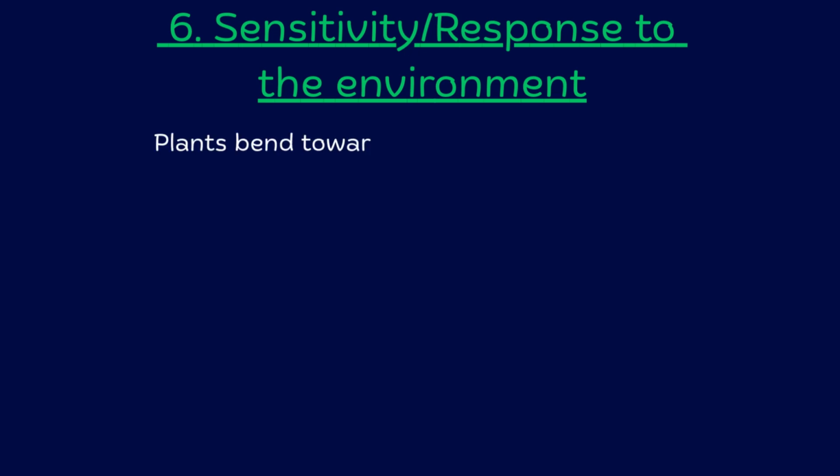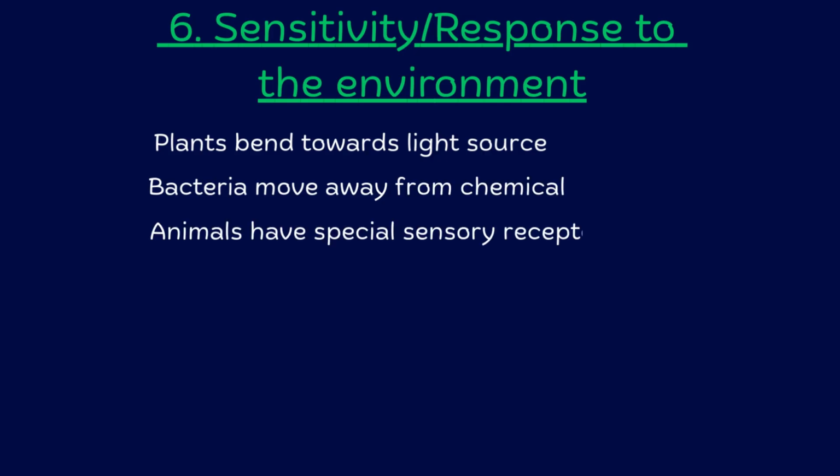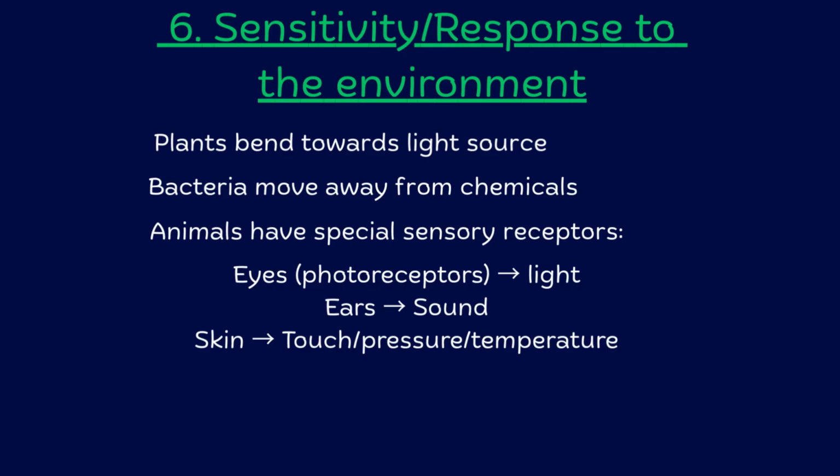Plants, for example, bend toward light to get energy. Bacteria can move away from harmful chemicals. Animals have special sensory receptors. Eyes detect light, ears detect sound, and skin senses touch, pressure, and temperature. These responses allow organisms to react to changes, avoid danger, and find what they need to live. Sensitivity shows us that life is not just about being alive. It is also about being aware and responsive.